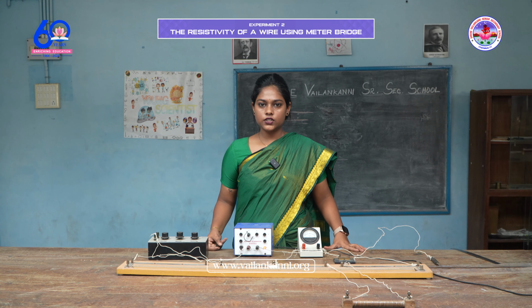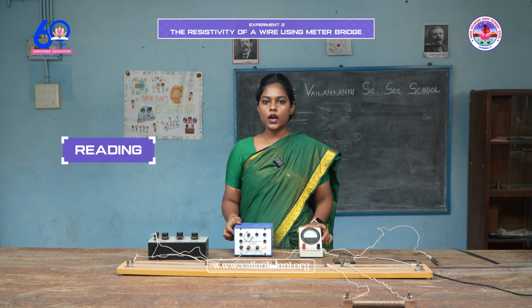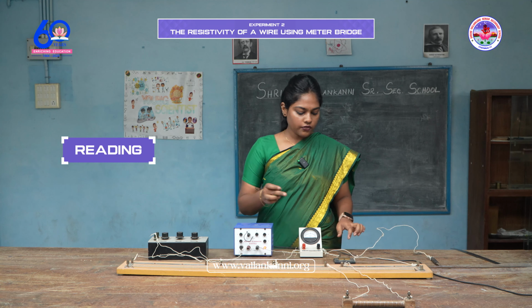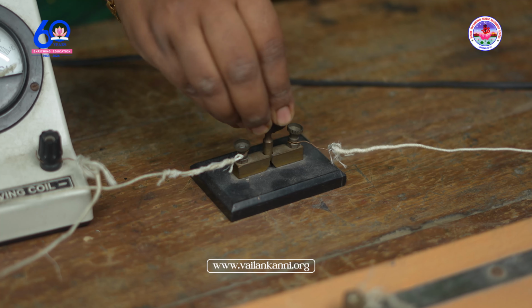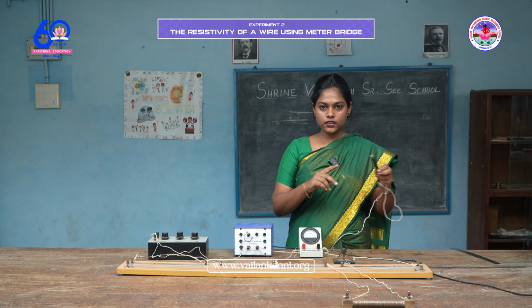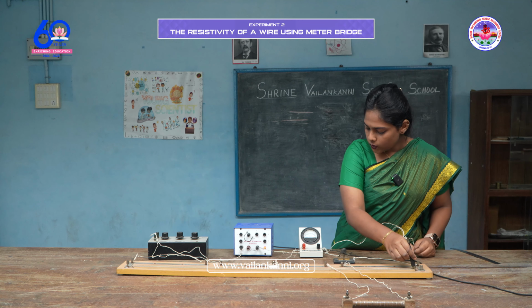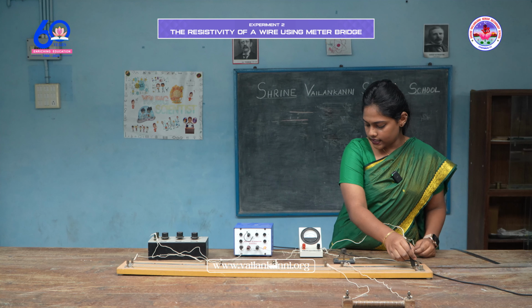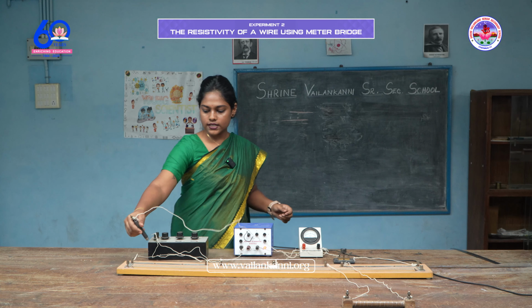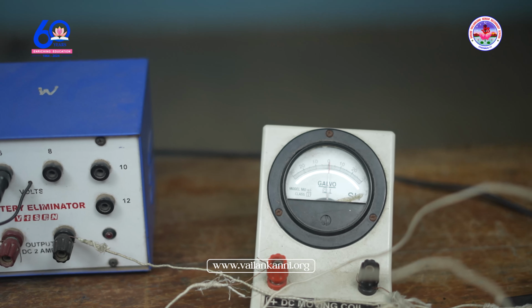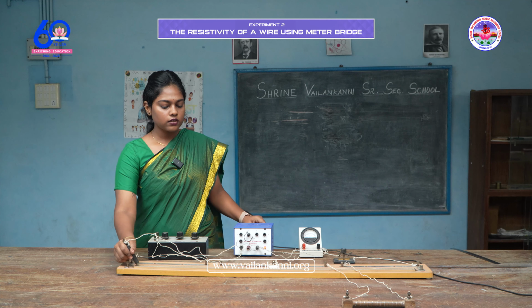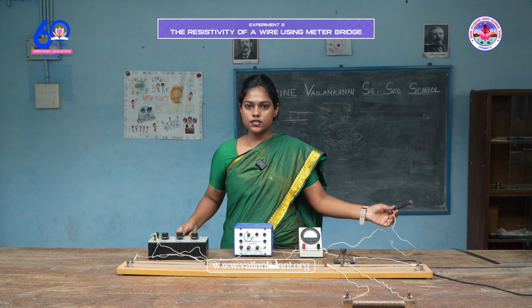We have seen the connection circuit. Now we are going to see how to take readings for the meter bridge. First we have to plug the key, and then we have to take the jockey and place it at the ends of the meter bridge. We can see the deflection at the last edge, and if we keep the jockey in the opposite direction, we can see the deflection on this side. So we can see that the connection is working.